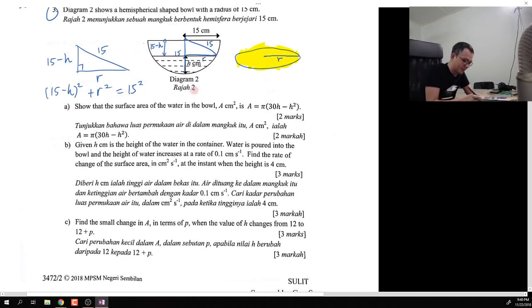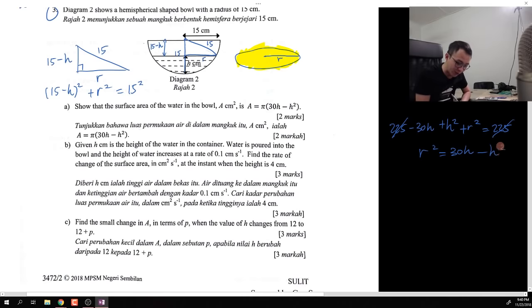I will need some space, so I will write here. 15 minus h squared, I expand the bracket. So I have 225 minus 30h plus h squared plus R squared equals 225. 15 squared is 225, and 225 and 225 I simplify. Then my R squared will equal 30h minus h squared.